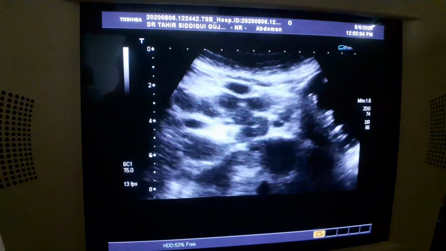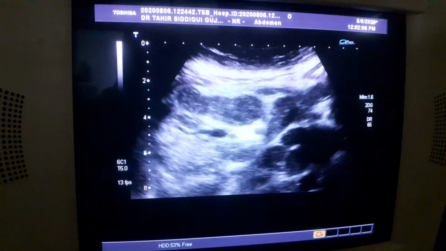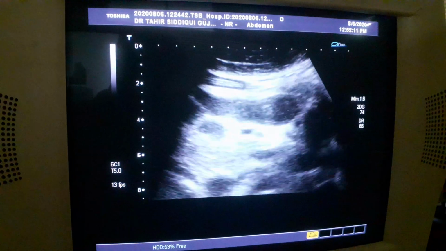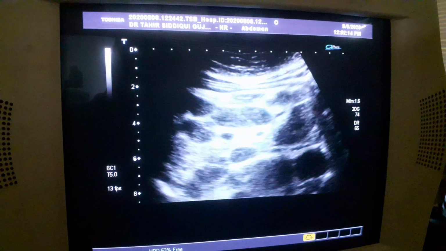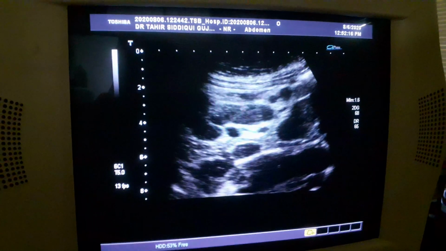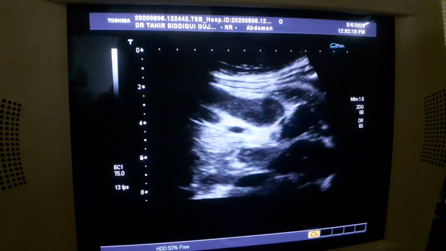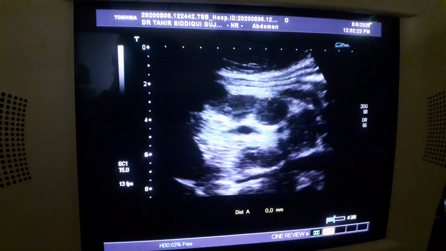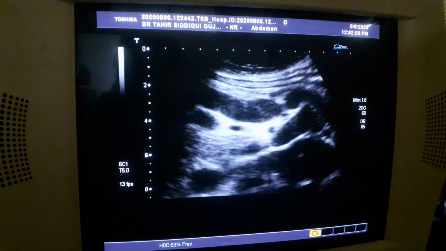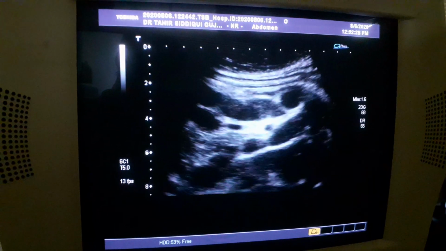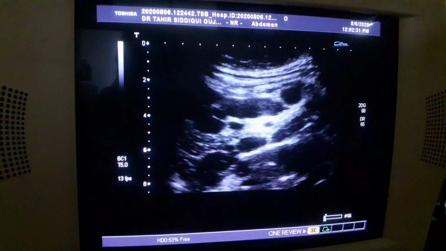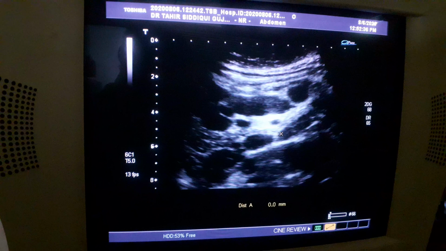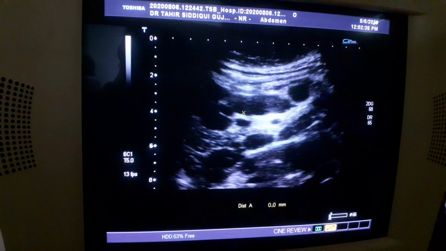Now I'm coming down, and you see on both sides of the vertebral column, paravertebral region, enlarged lymph nodes are seen on both sides. These are all globular areas that you are seeing. These are all lymph nodes, and they are on both sides of the vertebra, bilateral paravertebral lymphadenopathy. 1, 2, 3, 4.